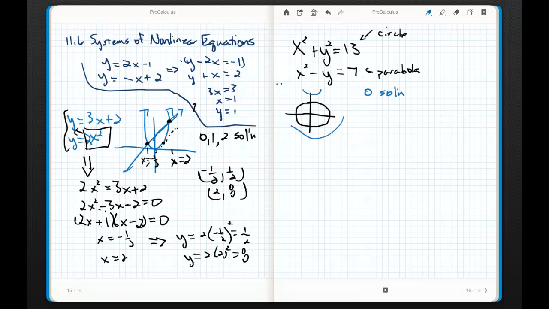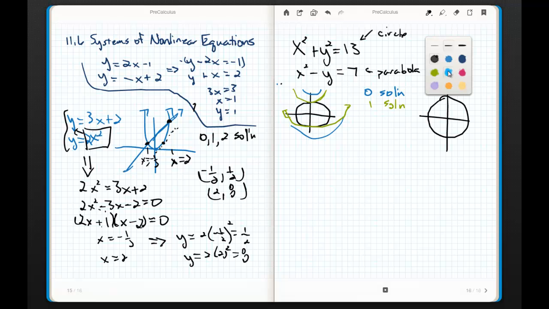Is it possible to have exactly 1 solution? Well, yeah, if my parabola touches here, or if my parabola is wide enough that it comes in here and touches and then takes off again, I can have 1 solution. Is it possible to have 2 solutions? 2 solutions, what would that look like? Well, looks something like that, wouldn't it? So I can have 2 solutions.